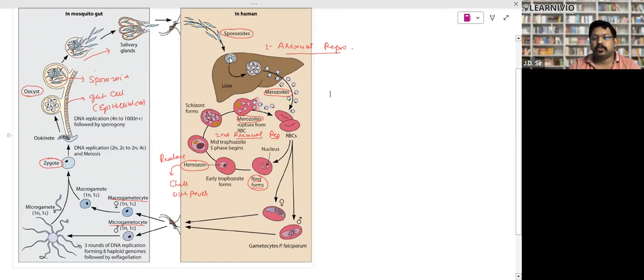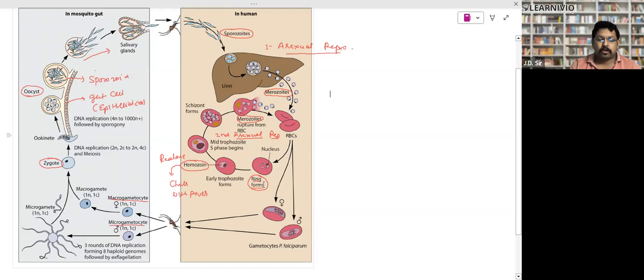When they reach the liver, the first asexual reproduction takes place. Inside the liver they multiply rapidly, and after multiplication they form small cells called merozoites. The next step is that they are transferred to the RBC. When they go inside the RBC, they make a ring-like structure. This is called the signet ring. So they make a signet ring structure.